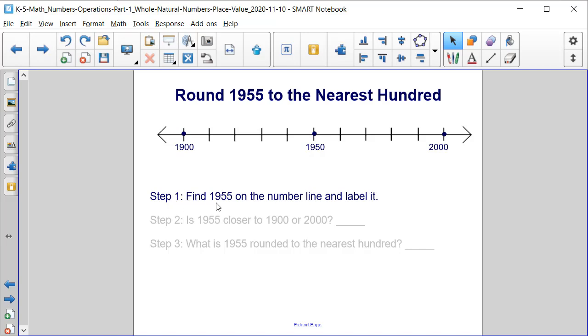First step is to find 1,955 on the number line and label it. Notice we're going from 1,900 up to 2,000, and there's 100 units in between, so each dash represents 10. So if this is 1,950, then this would be 1,960. Well, 1,955 is right smack dab in the middle. So let's plot and label.